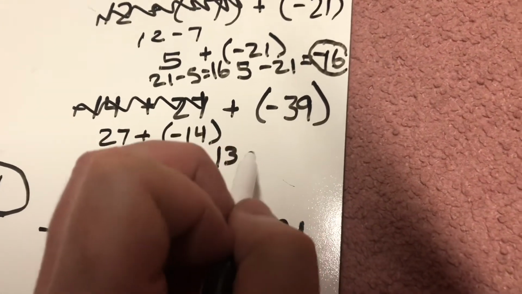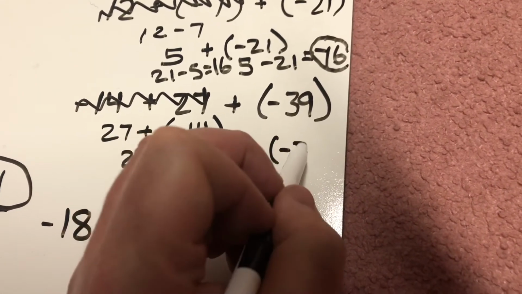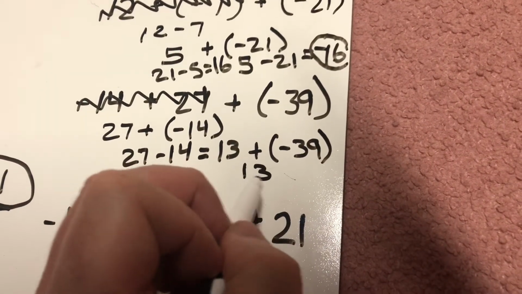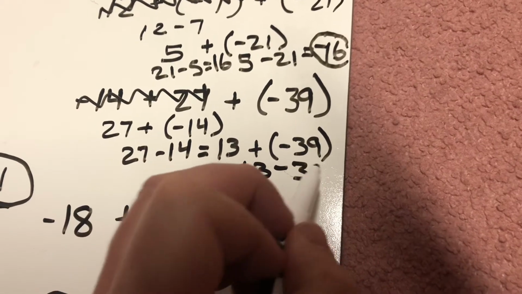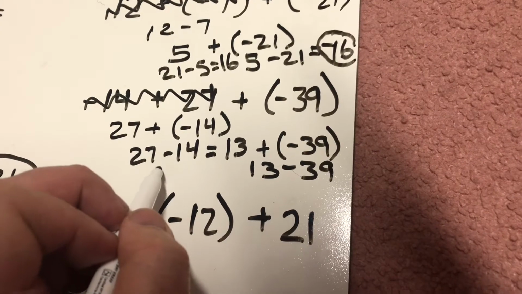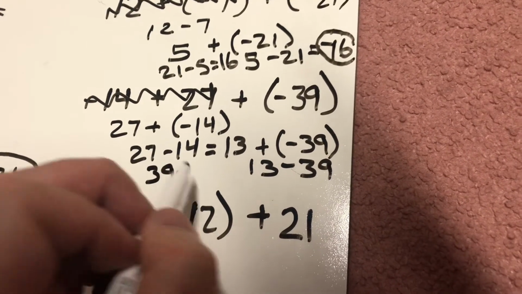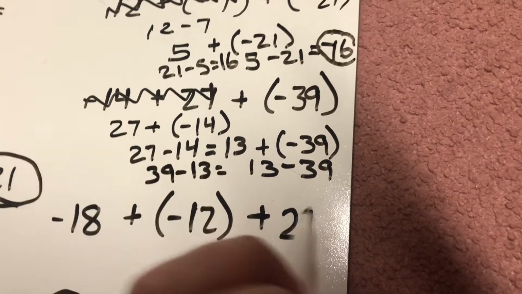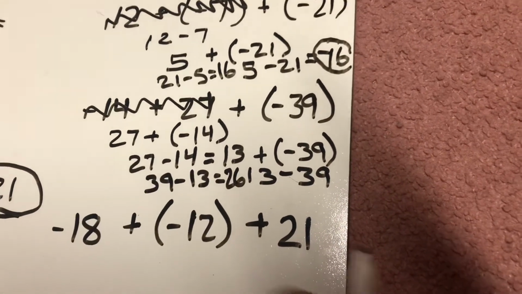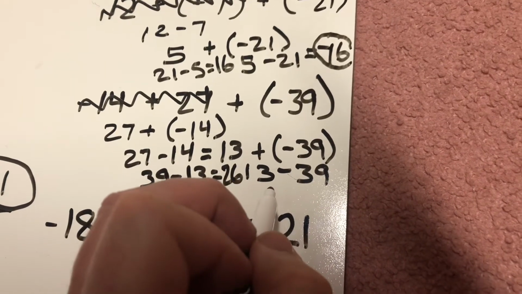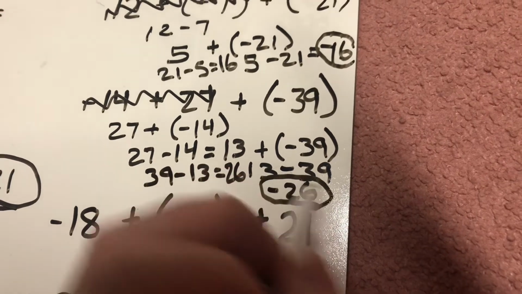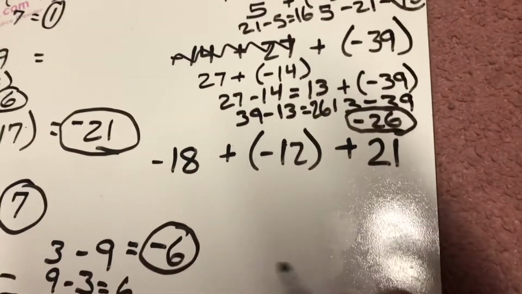But now it's 13 plus a negative 39. Now when I add a negative, of course, as we've talked about, I know that's going to be 13 minus 39. If I want to flip that around and think of it as 39 minus 13, I know that 39 minus 13 is 26, which means that 13 minus 39 is equal to negative 26. All right, moving right along.